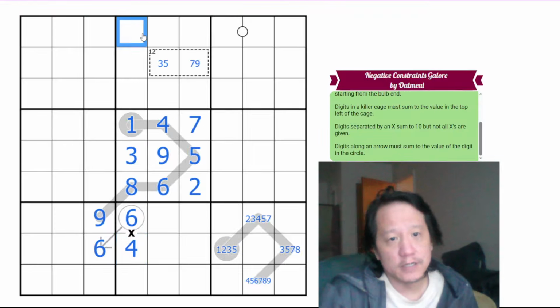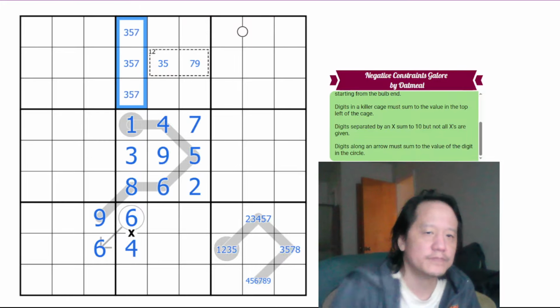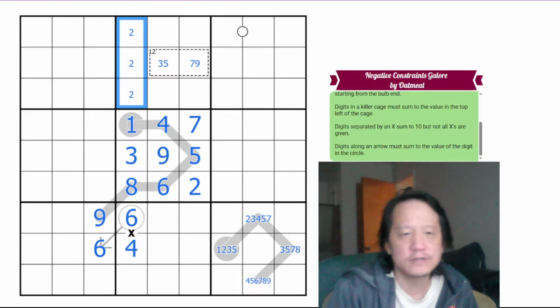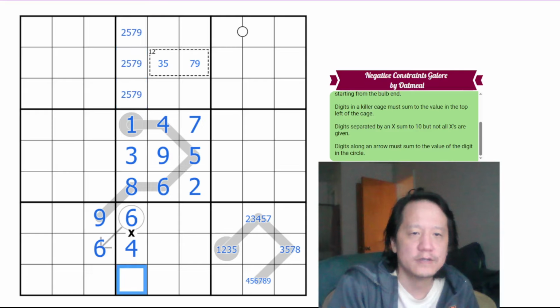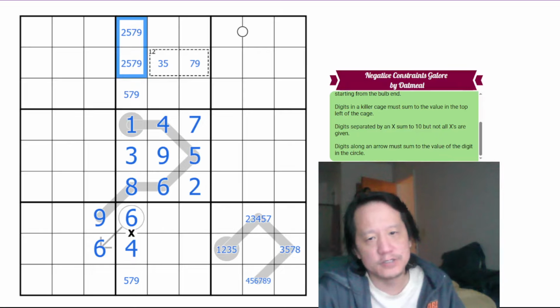Remaining digits in column 4. We have 2, 5, 7, 9. Not 3, 5, 7, 9. 2, 5, 7, 9. 2 cannot be here because of the 1 to 2 ratio between the 1. 2 can't be here because of the 1 to 2 ratio between the 4. So this is guaranteed to be 2 here.